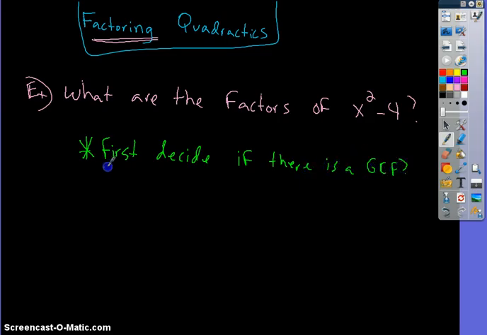Always first decide this. Before you do anything else, always decide whether or not there's a GCF. It just makes life easier. So, is there a GCF of x squared and 4? No, there isn't a GCF of x squared and 4.